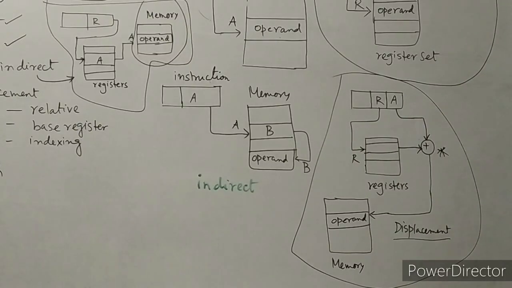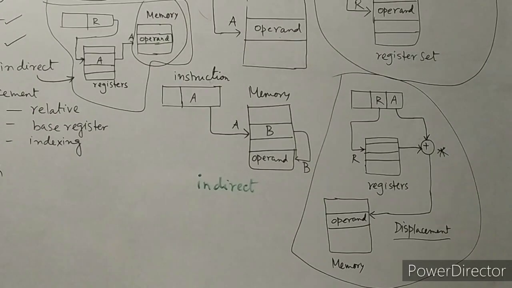So here the register contains one address, and this will be added to the address field to give the physical address, which will be mapped onto the memory to access the operand. This is known as displacement addressing. This displacement addressing can be categorized into three categories, as I mentioned earlier: relative, base register and indexing.